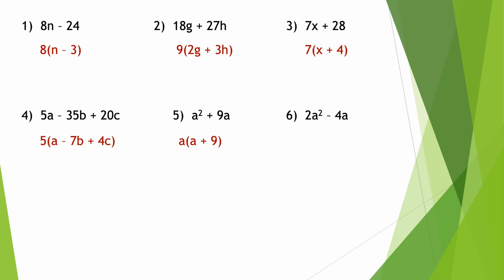And now number 6, finally, we have one where we have both a number and a variable in common, a constant and a variable. So I'm going to factor out a 2 and an a.